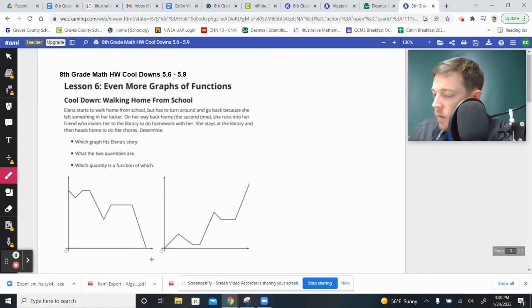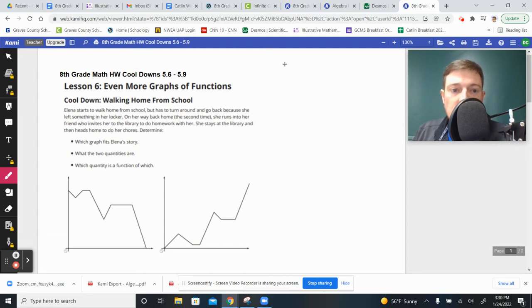Ninth grade. Catlin here with your help on your cool down for lesson 6 in unit 5, as we do the first night of our homework. We're looking at these graphs that match stories, and we're picking out what the quantities are, what's independent, what's dependent, which is what we practiced in class today. So just a couple of quick takeaways if you weren't in class to take some notes.